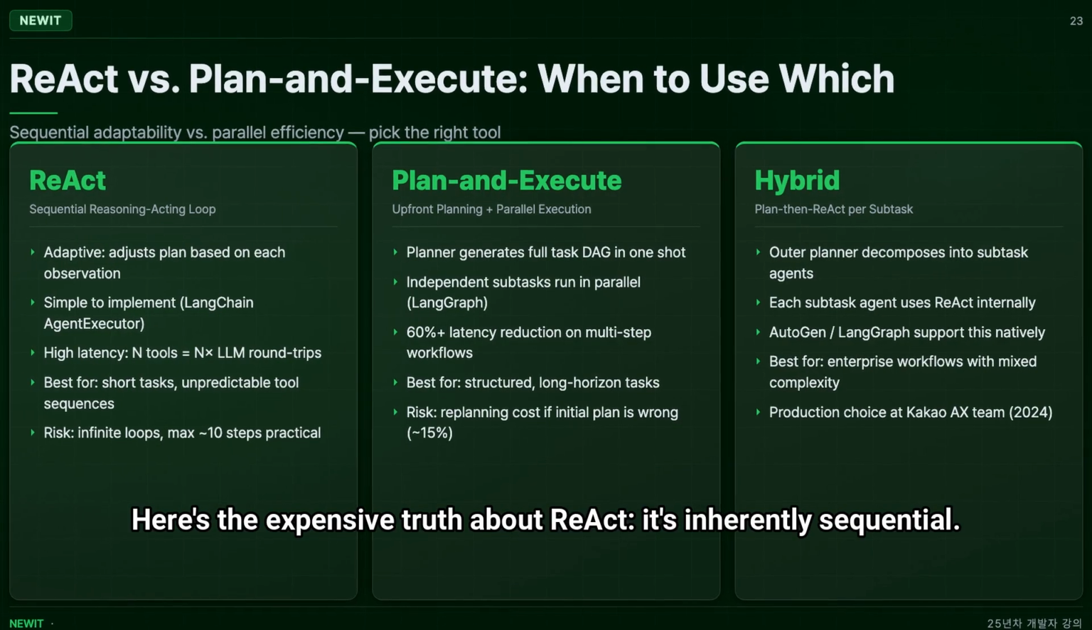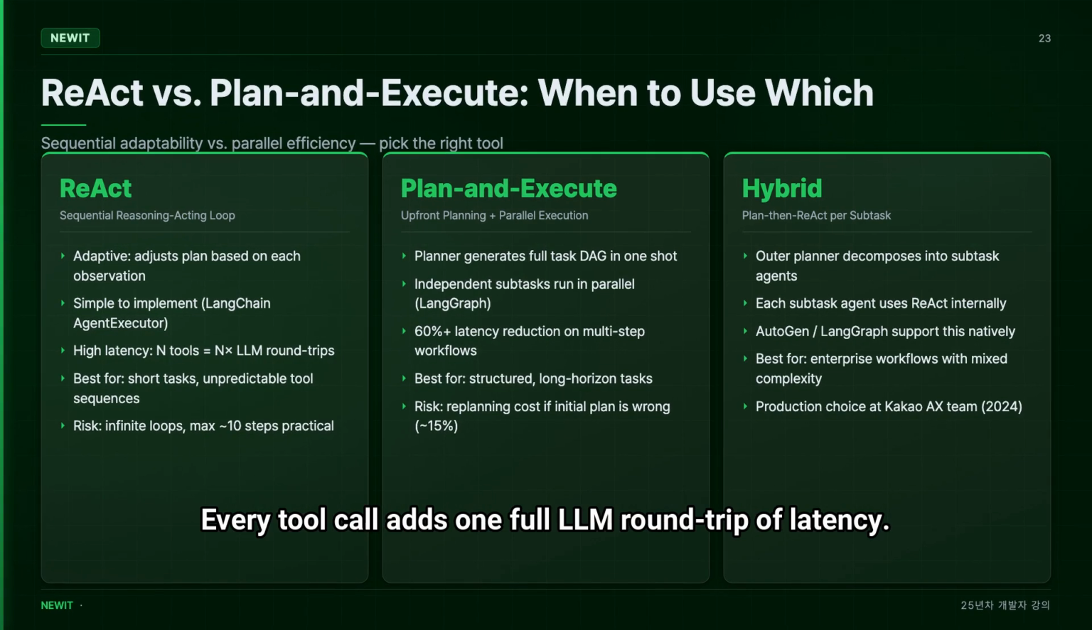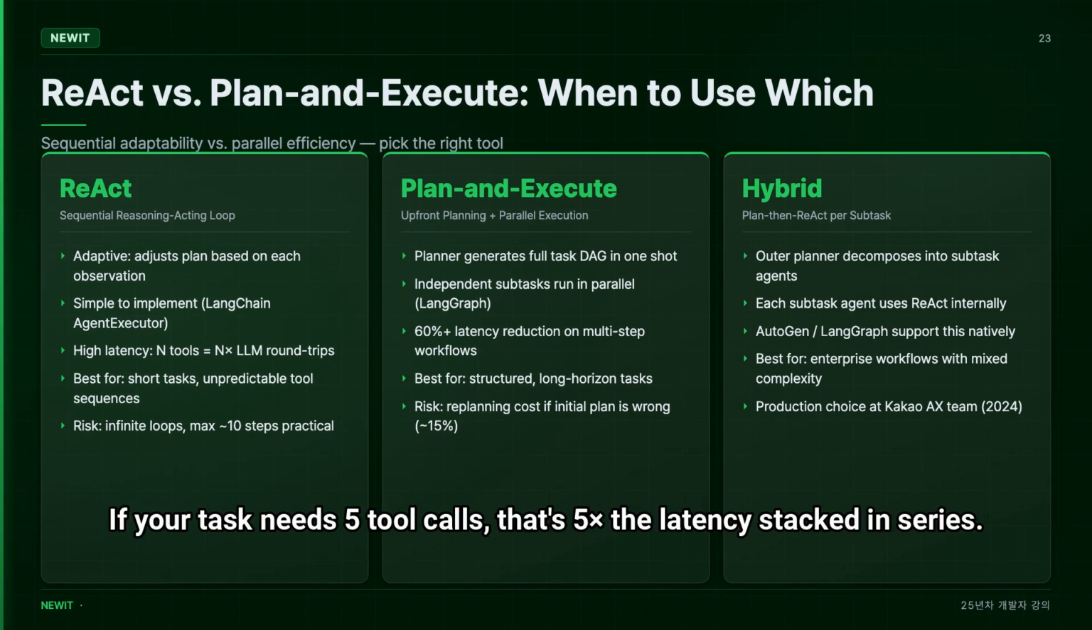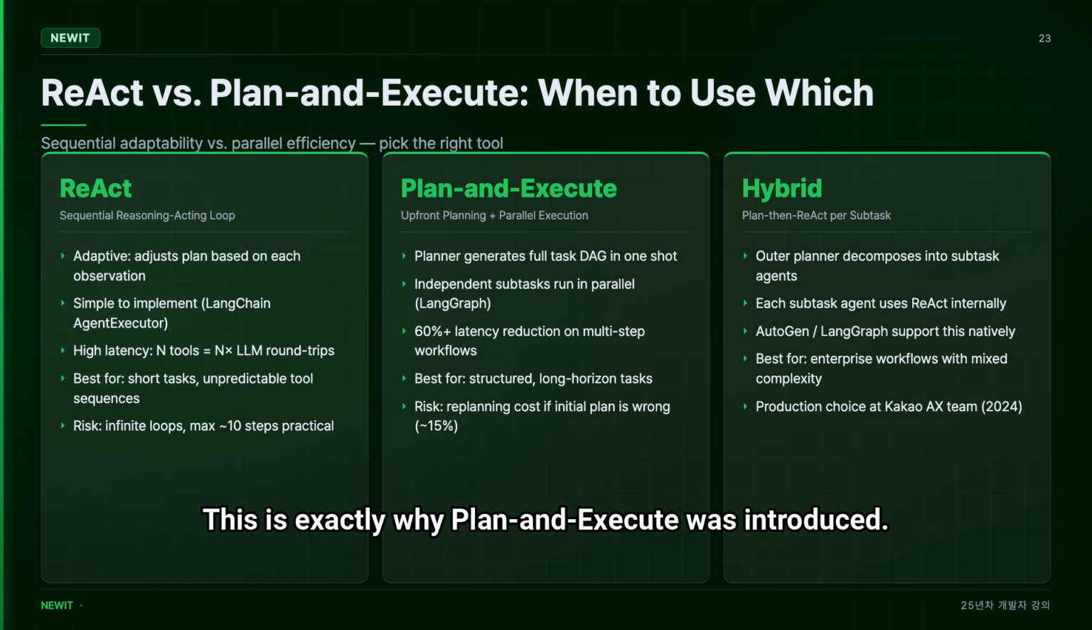Here's the expensive truth about ReAct. It's inherently sequential. Every tool call adds one full LLM round trip of latency. If your task needs 5 tool calls, that's 5x the latency stacked in series. For a customer-facing chatbot, that's the difference between a 2-second response and a 10-second timeout. This is exactly why Plan and Execute was introduced.